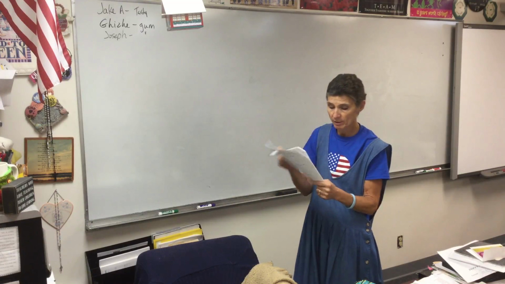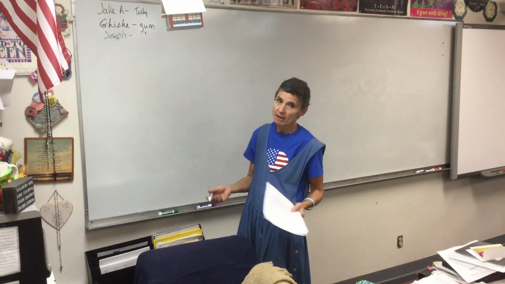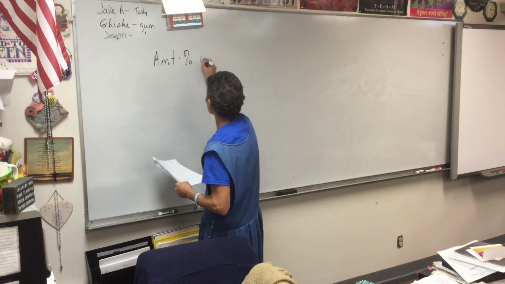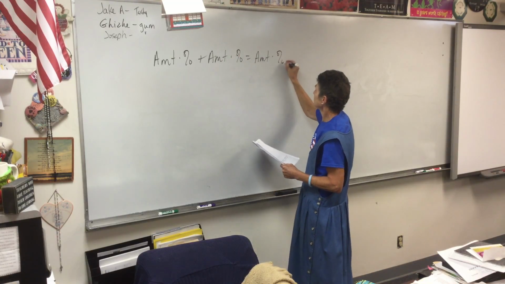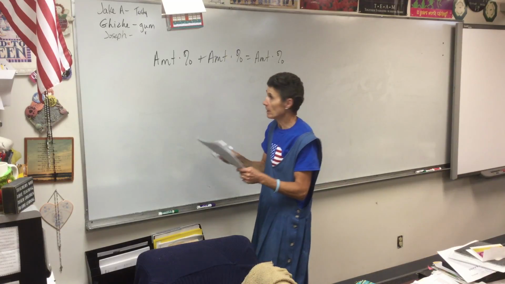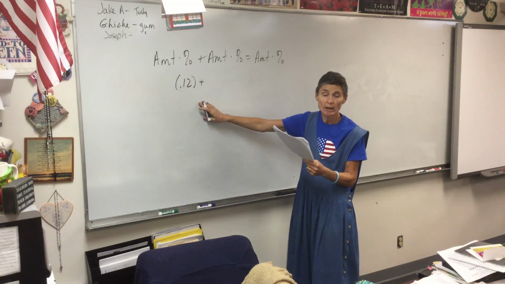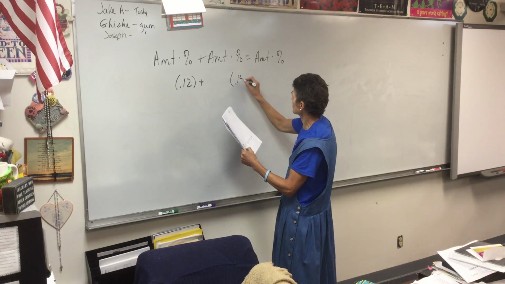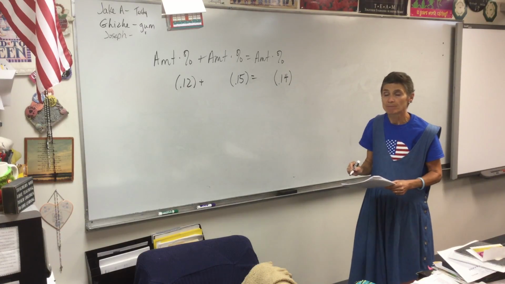Number one, I'm on the note sheets. Page 23, number one. How much 12% needs to be added? Okay, we've done these 100 times. Our general formula is amount times percent plus amount times percent equals amount times percent. So here we go. We have 12% orange juice, so remember we use decimals. We don't use 12, we use 0.12. Needs to be added to 15% orange juice to get 14% orange juice.